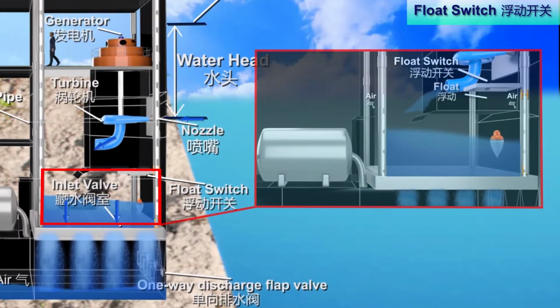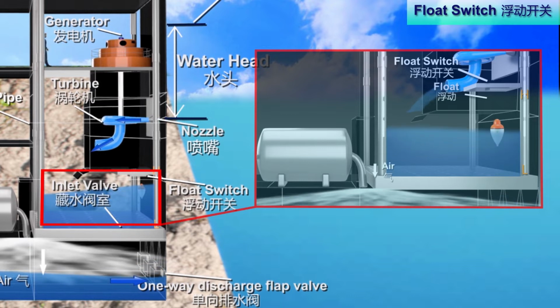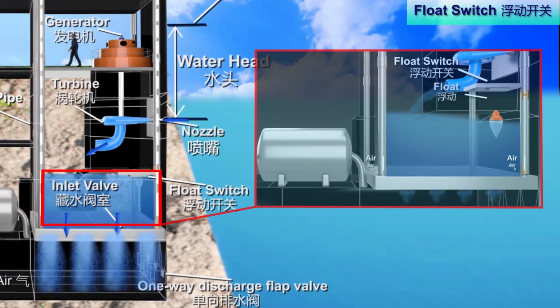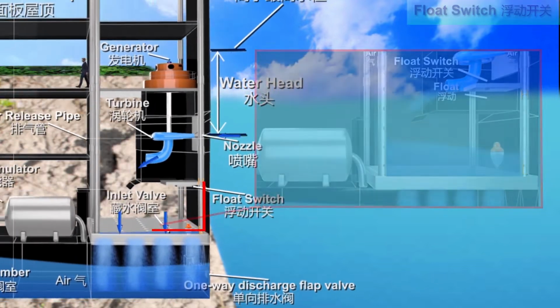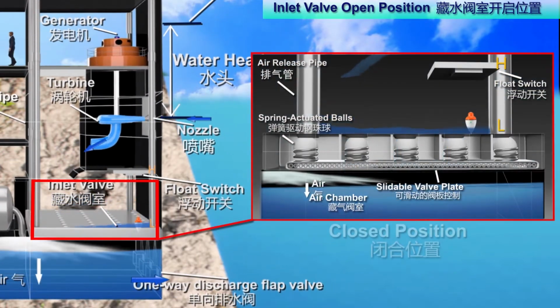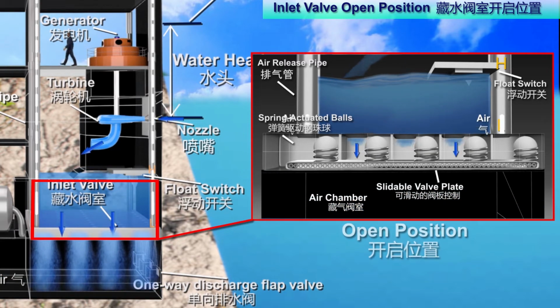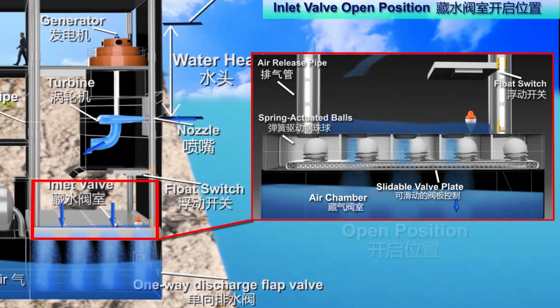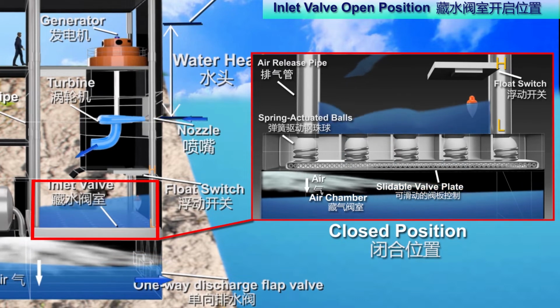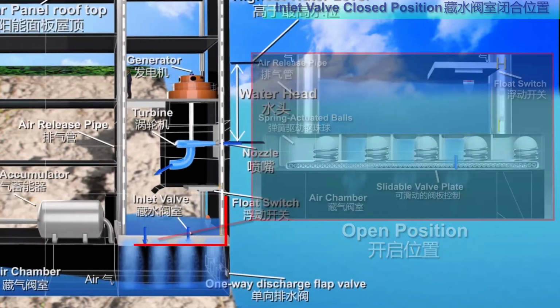Water aft of the turbine fluctuates periodically between high and low levels. When the water level in the intake valve chamber reaches a high level, it activates a float switch, which then triggers the control valves to retract the spring-actuated balls to their open position and allow water to flow into the air chamber. After a periodic time interval, the spring-actuated balls are moved back into the closed position.